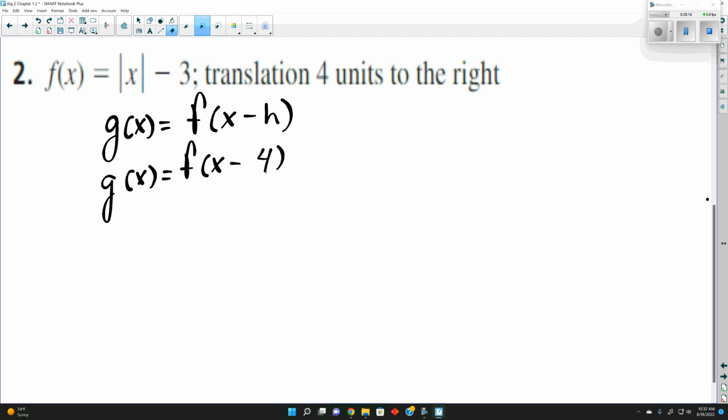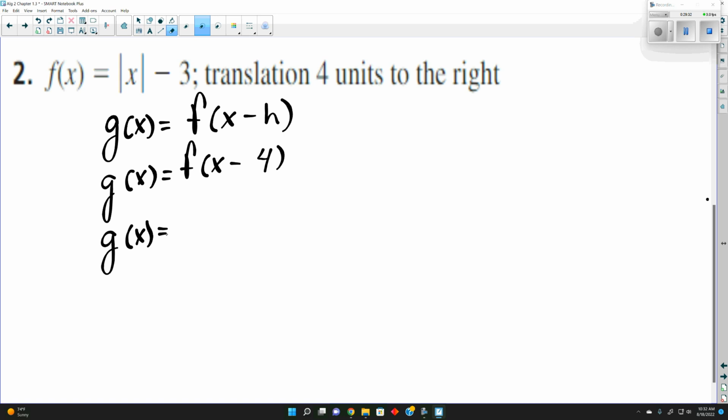Okay. Are you ready for the next step? So again, just like the ones before, we don't have f of x anymore. We have f of x minus 4. Let's focus up here.